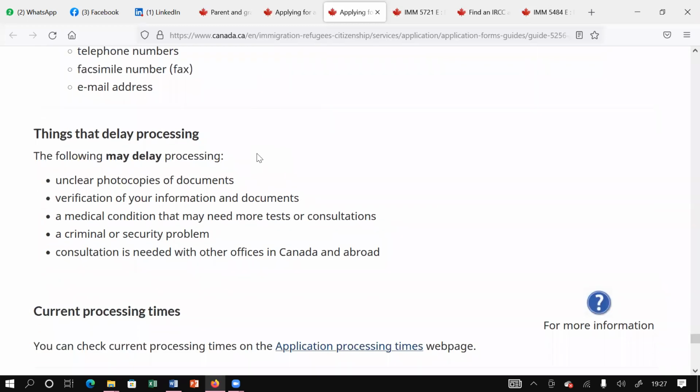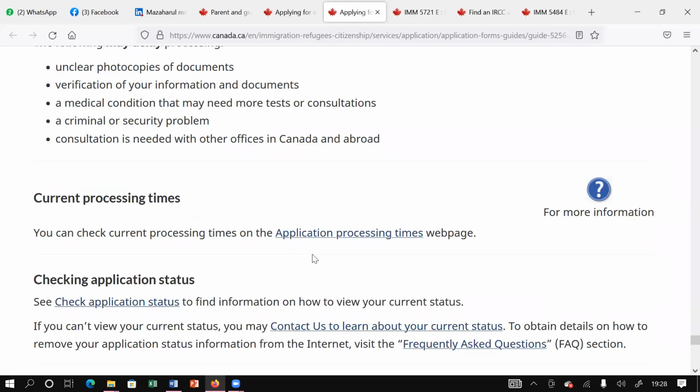Things that delay the processing: unclear photocopies, verification of information and documents, a medical condition that may need more tests or consultations, a criminal or security problem, or consultation needed with other offices in Canada and abroad.